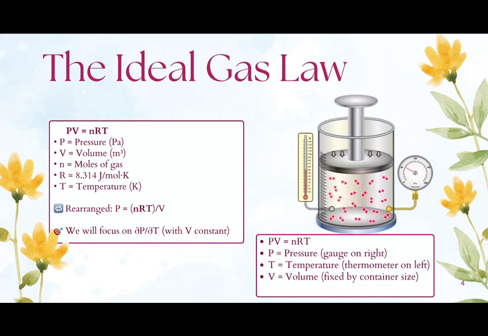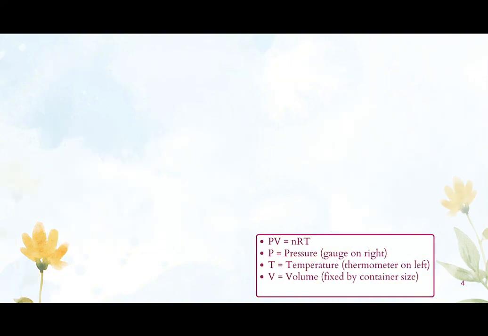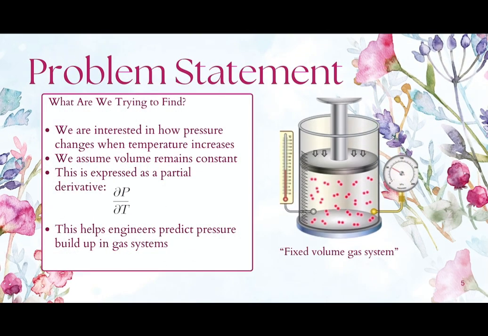Here is the core formula, which is PV equals nRT. This relates pressure, volume, temperature and gas amount. Let's rearrange the formula, which is P equals nRT over V. Now, we focus on partial P over partial T, the rate of pressure change when the heat increases, assuming volume stays the same.